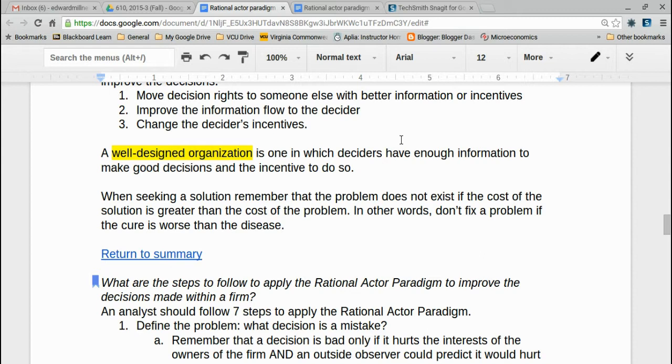Again, recognize that no organizational structure is perfect. There's always going to be some things that happen we don't like: slippage, bad decisions, loafing, all sorts of behaviors that at some level you think are contrary to the interest of the owners. However, coming up with ways to eliminate all sorts of bad behavior involves cost, and sometimes the cost of eliminating the behavior is higher than the cost that the owners incur if they let some bad behavior occur. Don't fix a problem if the cure is worse than the disease.